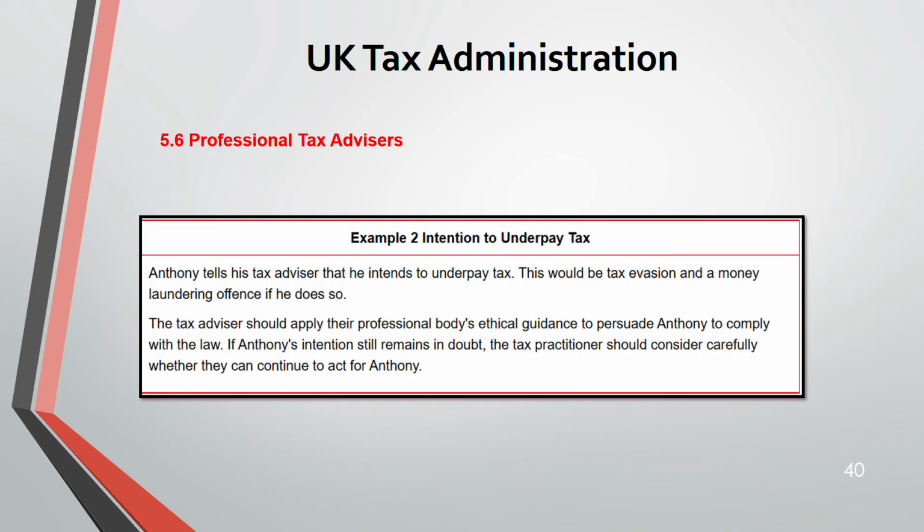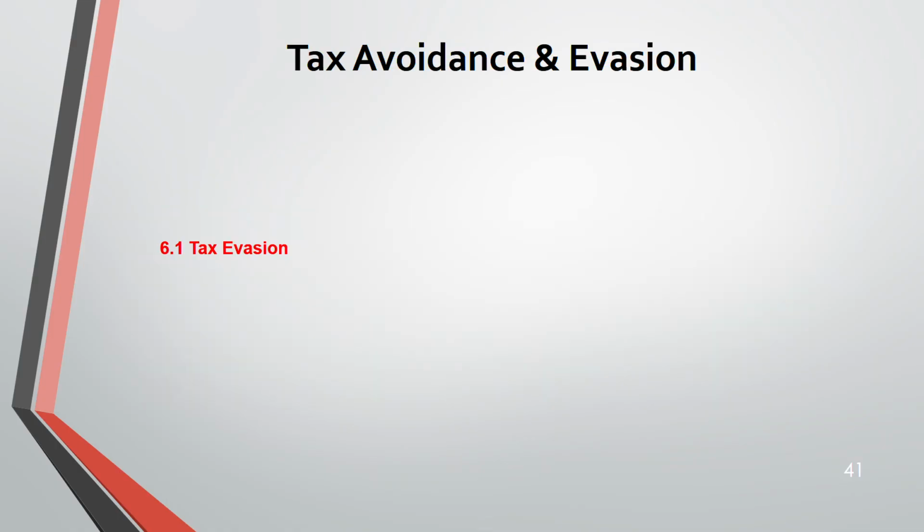Okay, this is an example. Example 2, intention to underpay tax. Your intention is that you are going to pay less tax. Let's say Anthony is telling his tax advisor that his intention is to underpay tax. So this is tax evasion. It's an example of a tax evasion and money laundering offense, both types. What should the tax advisor do here? He should apply his professional body's ethical guidance, that means ACCA, as an ACCA member. Number one, the first step is always to persuade the client to comply with the law. If Anthony still does not listen, they should consider whether they should act for Anthony or not. Now, tax evasion.